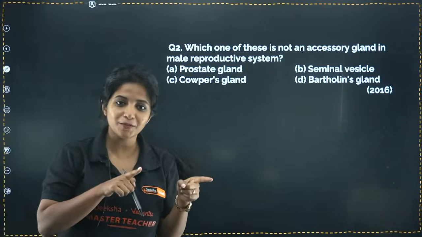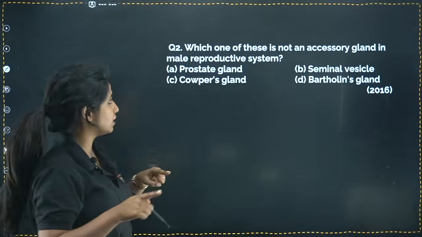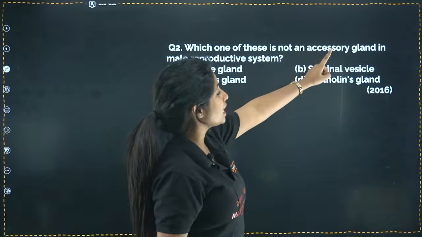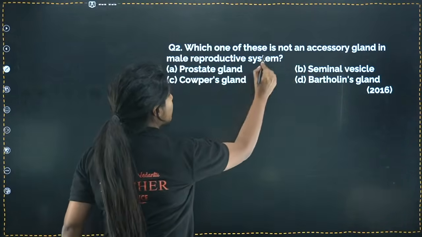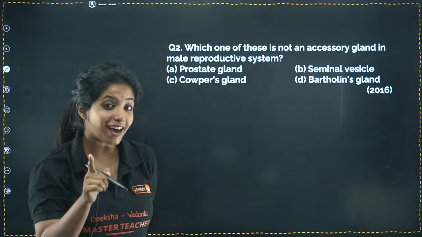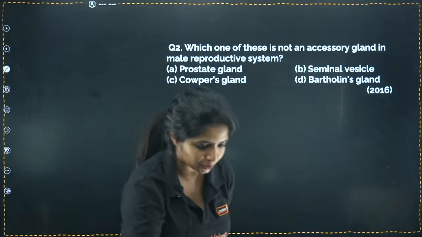So one question I have taken from sexual reproduction, one from human reproduction. Which one of these is not an accessory gland in the male reproductive system? This question I asked in my Masterstroke conceptual video.